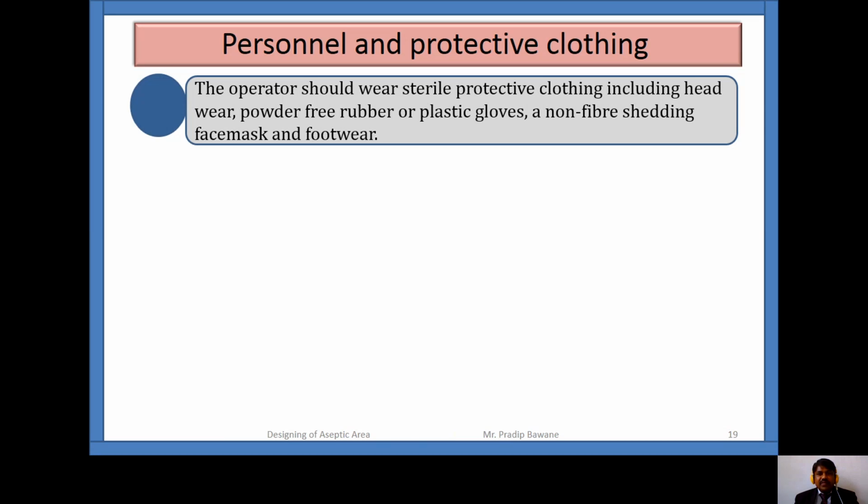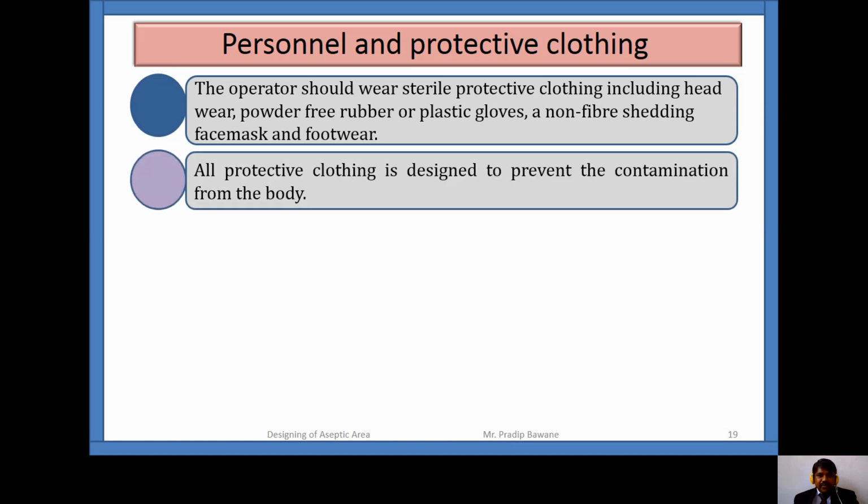Then non-fiber shedding face masks and footwear also have to be used very carefully, taking very minute precautions. For example, if you are using face masks which can shed certain threads, those threads can be suspended in the air, and that can also act as a source of contamination. As well as whatever footwear we are using has to be covered with the help of foot covers. All protective clothing is designed to prevent contamination from the body.